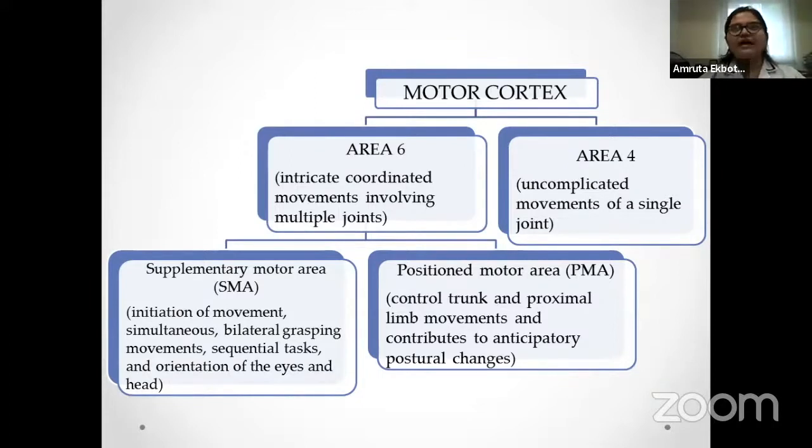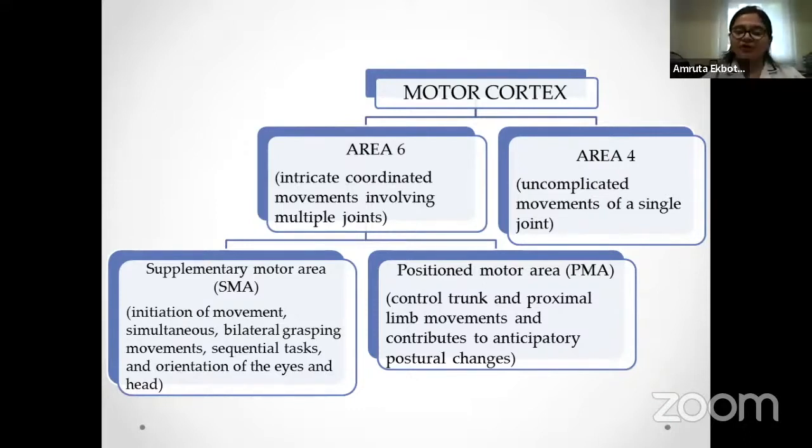So as we discussed before, visual motor coordination will be required in any of the tasks to be performed, right? For the eye-hand coordination to occur, the supplementary motor area is responsible.